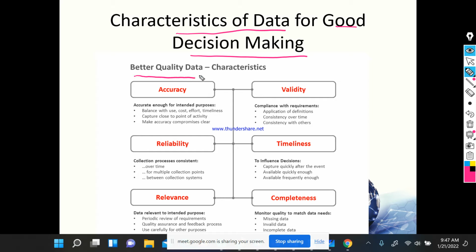Better quality data characteristics is, first of all, accuracy. Accuracy actually drives the core facts of the data.